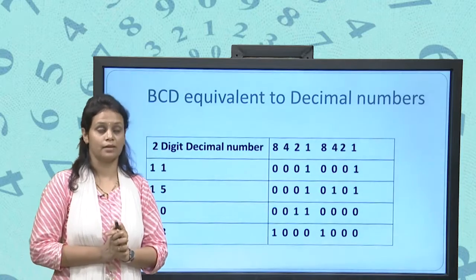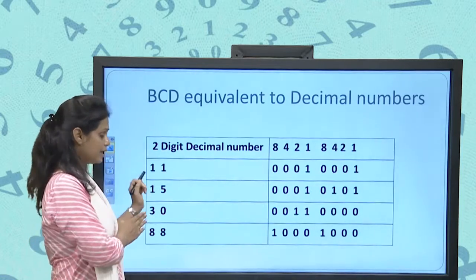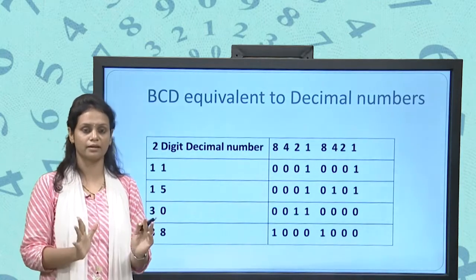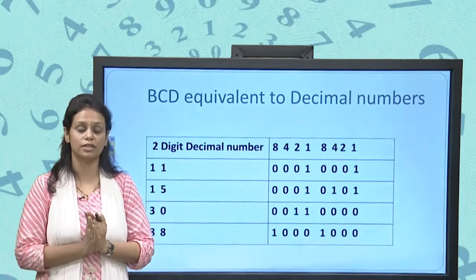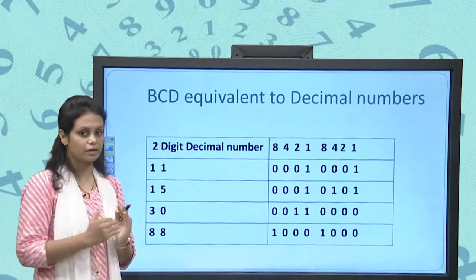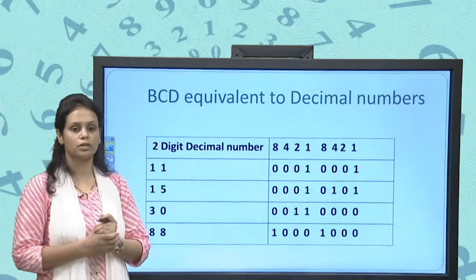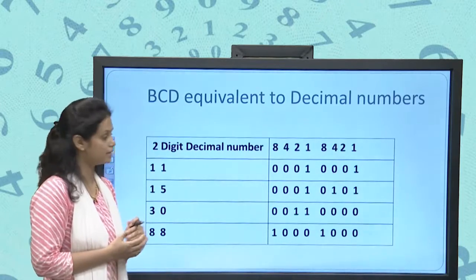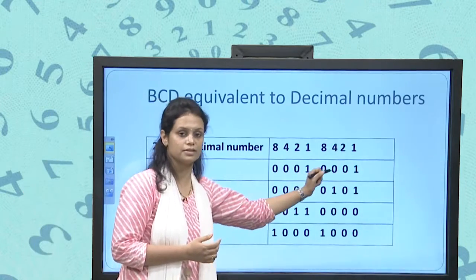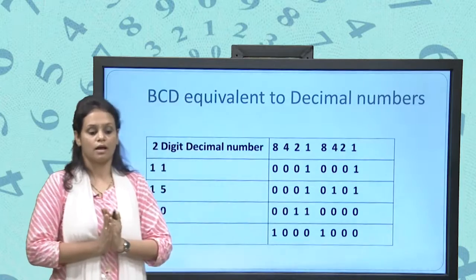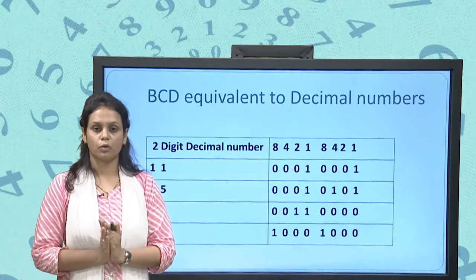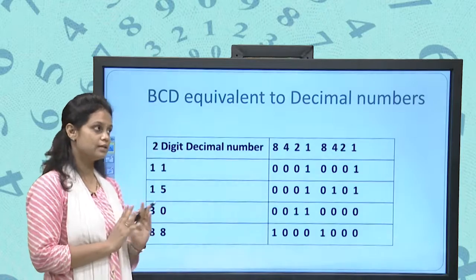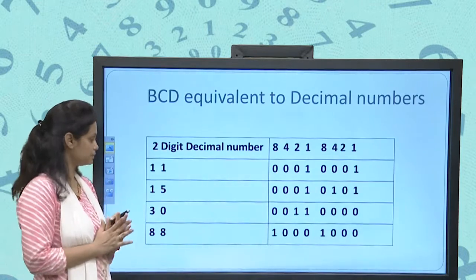I am repeating, if we convert this 11 to simply binary, then the answer is 1011, okay. But if we convert this decimal to binary coded decimal, then the answer is 0001 0001. This is the difference between the binary number system and the binary coded decimal number system. We will see some more examples, so we will get the idea.